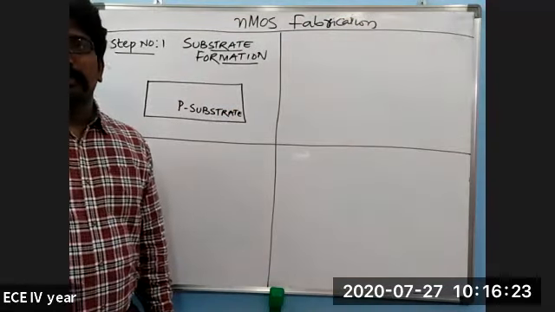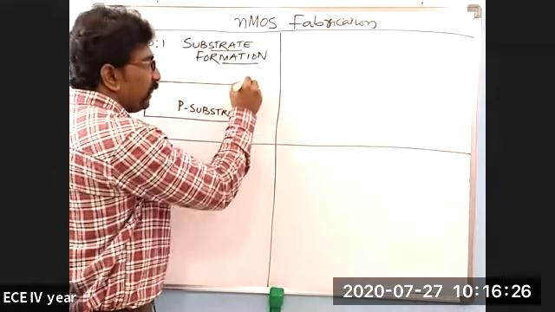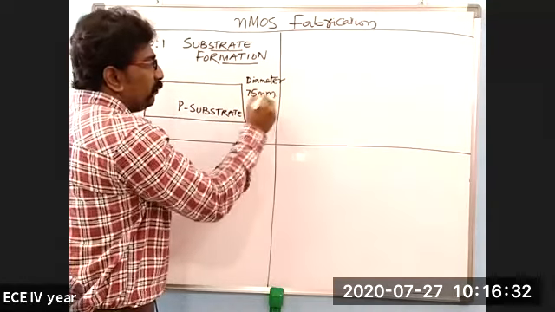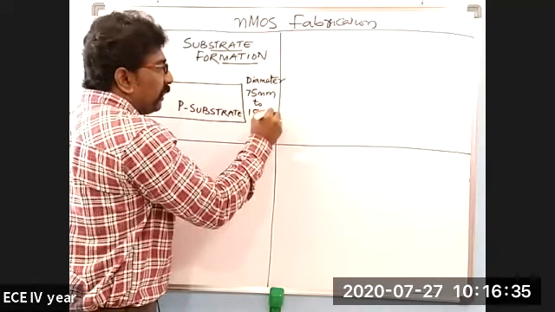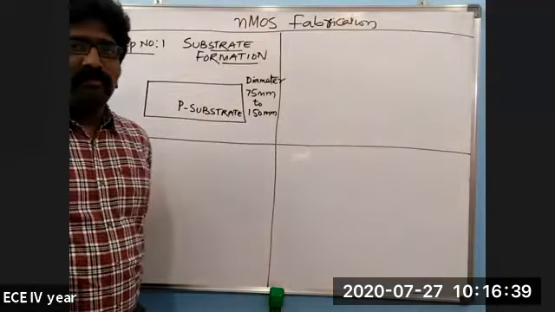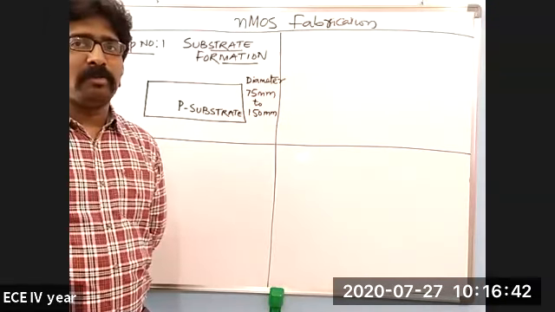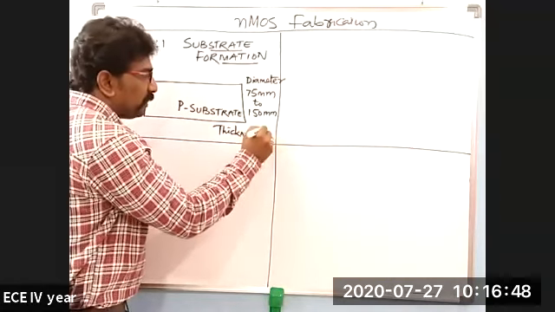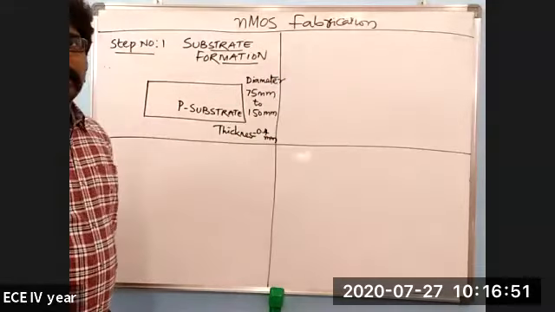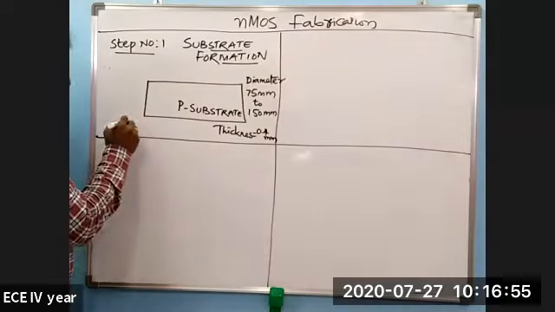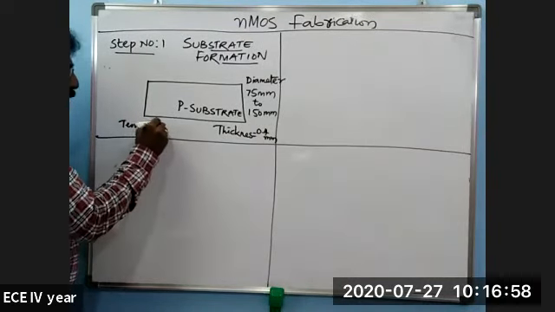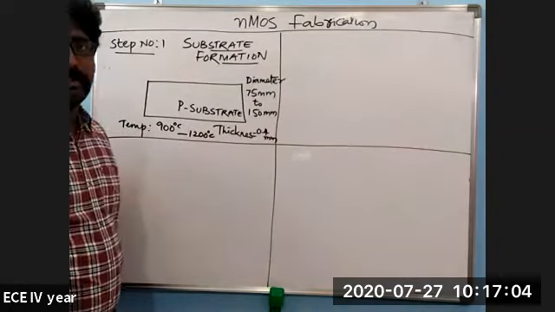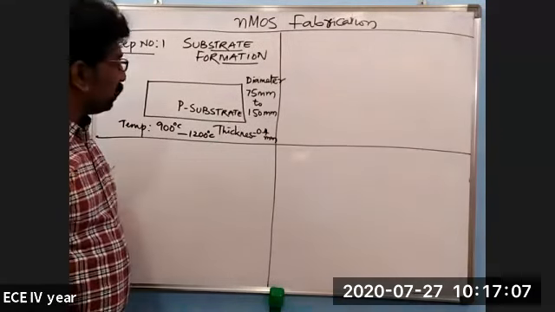Now, if I talk about the dimensions of this P type substrate, the diameter has to be from 75 mm to 150 mm. Then the thickness of this one will be 0.4 mm. And the temperature used will be 900 degrees Celsius to 1200 degrees Celsius.